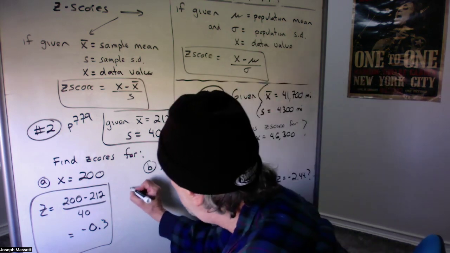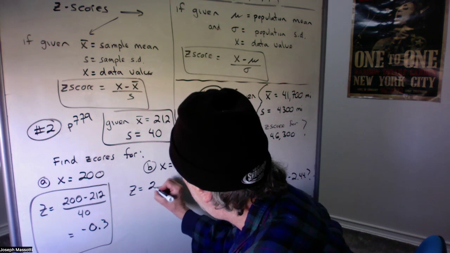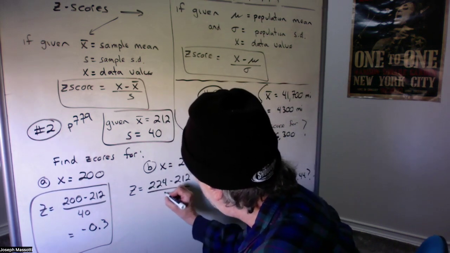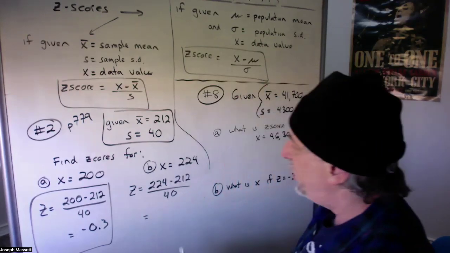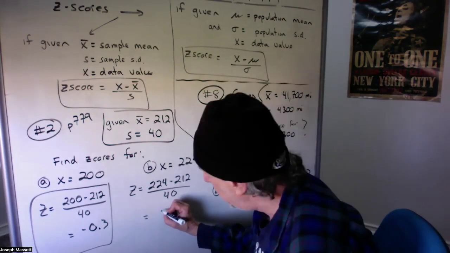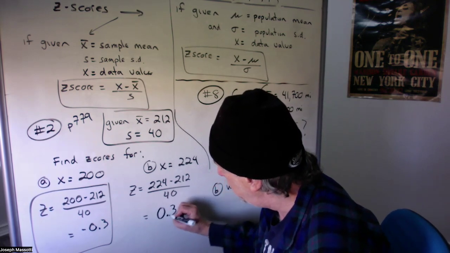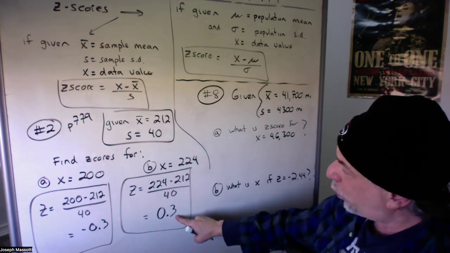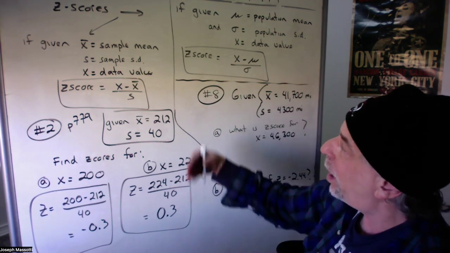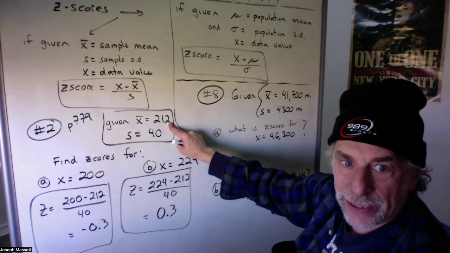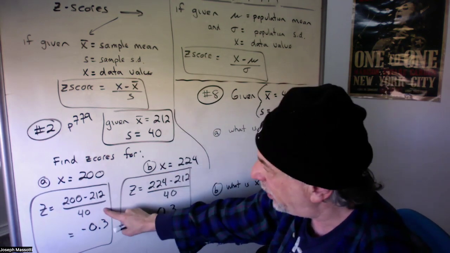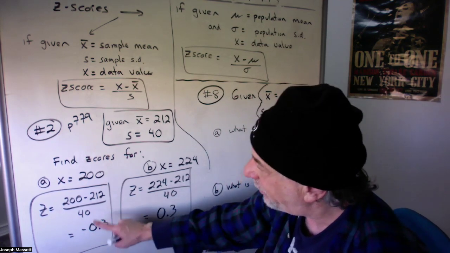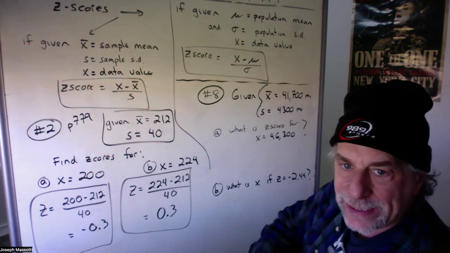For 224, it's very similar. X value of 224 minus the mean of 212 over 40. Notice this is just going to be positive 12 over 40. So that's going to be a positive 0.3. So 224 is 0.3 standard deviations above the mean of that data set, right? So z values, positive above the mean, negative below the mean. So that's how you find z-scores.